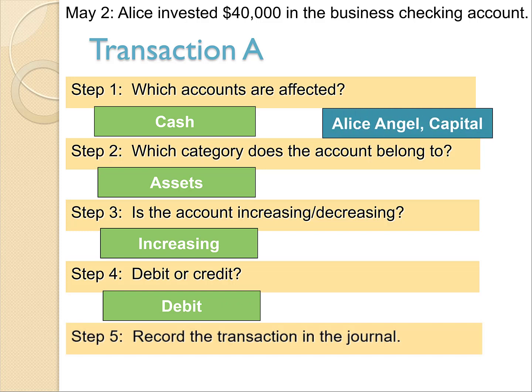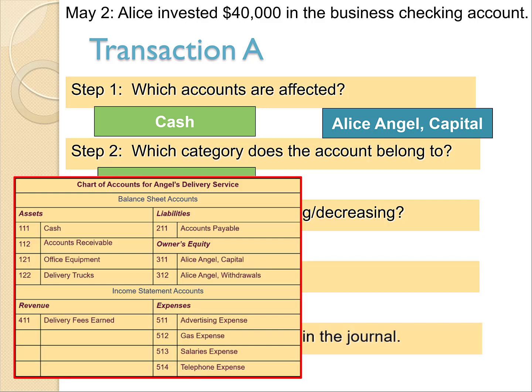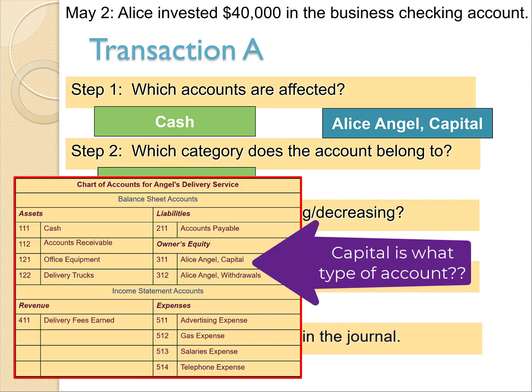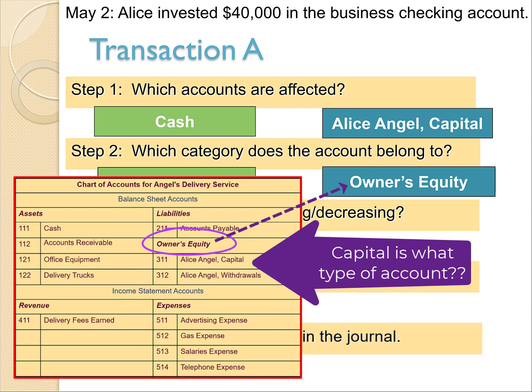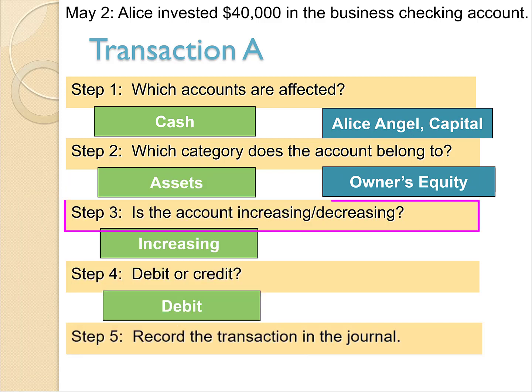So then we have to figure out, what category does the capital account belong to? Well, it belongs to owner's equity. And then is this account, is capital increasing or decreasing? Does the business have more capital or less capital? Well, obviously it has more.